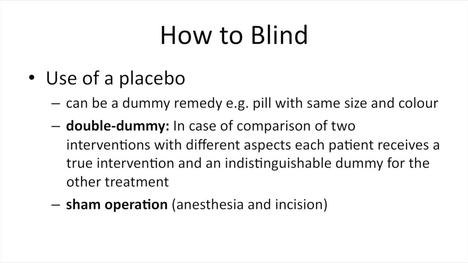How do we blind? We need a placebo. This can be a dummy remedy, for example, a pill with same size and color and aspects as the true intervention. We need a double dummy design for blinding when we compare two interventions with different aspects. So each patient receives a true intervention and an indistinguishable dummy for the other treatment. And another way of blinding is the sham operation, which could include anesthesia and even incision.